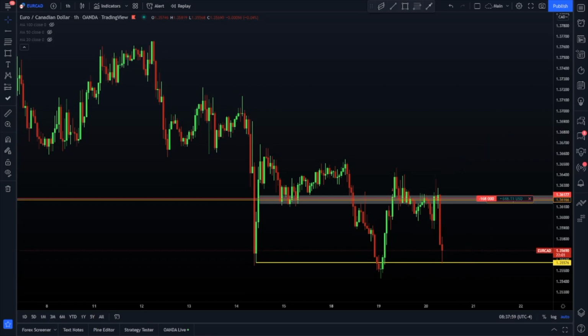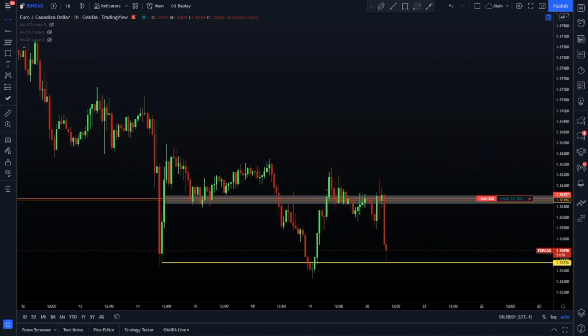Ultimately, the idea here would be to trail stops really aggressively from here. We would like to see this thing put in a new low. If that happens, we'll be in a great spot with this Euro CAD short. And again, we'll just give it some more time, let it play on.